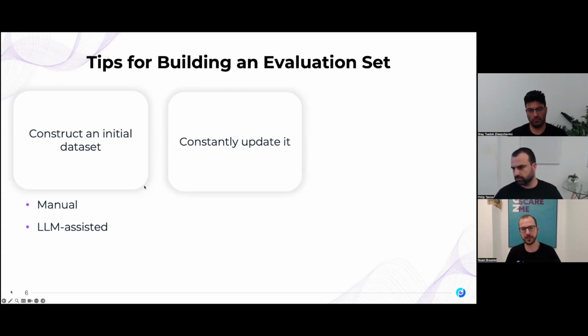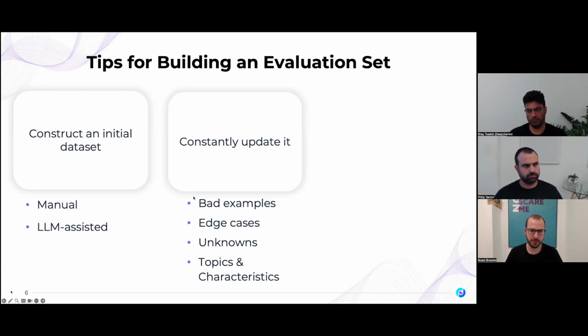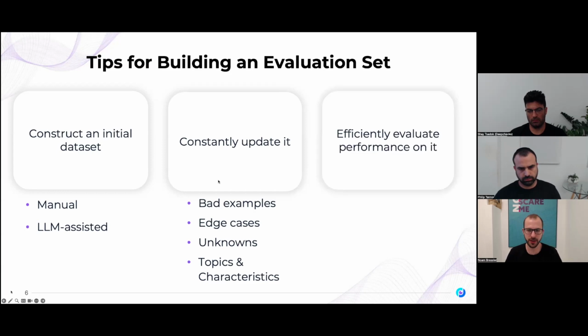Once you have your initial set, you want to constantly update it with things you're seeing in production. Bad examples in which you see that your system is failing. Edge cases like we saw before. Things that you need further annotation to decide if the answer was good or not, and different topics and characteristics of the questions. And you want to do that not once, but constantly, because your performance on the evaluation set has to represent your performance in production, or it better should.